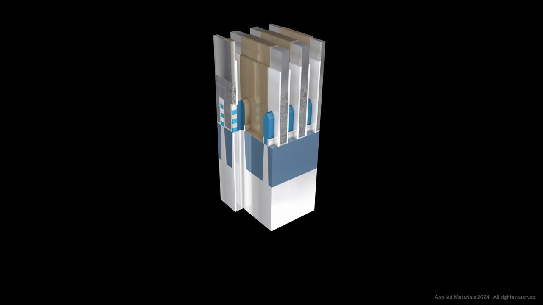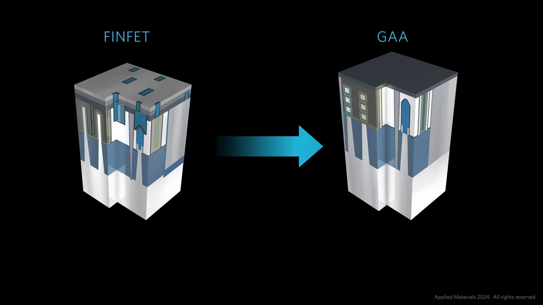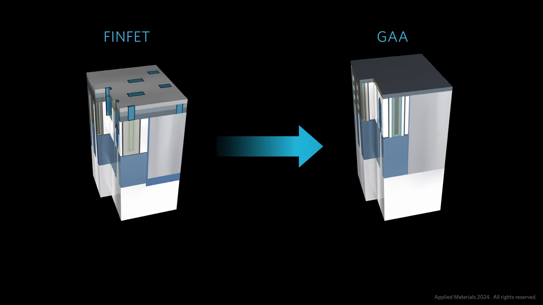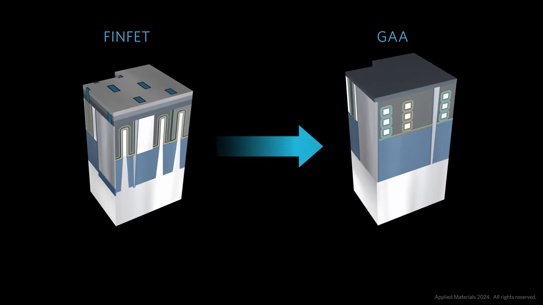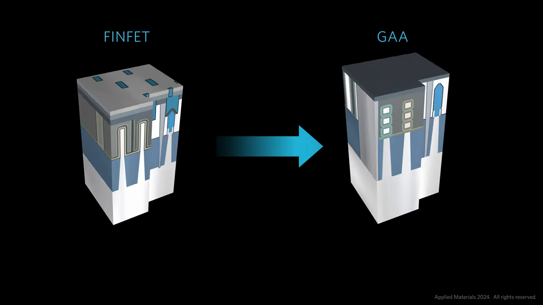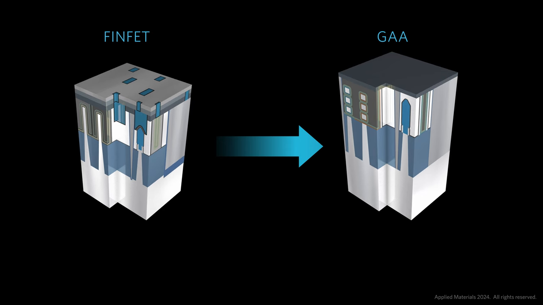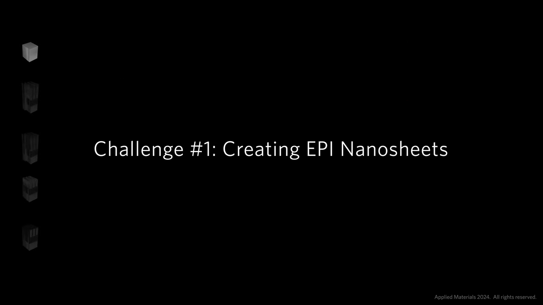Hundreds of process steps are involved in making gate-all-around transistors, and some are particularly important to performance and power consumption. Compared to previous generation FinFETs, gate-all-around transistors can increase logic cell area density by as much as 30% and reduce chip power consumption by as much as 25%. Let's take a closer look at five of the most important steps enabled by Applied Materials. Challenge number one, creating epi-nanosheets.